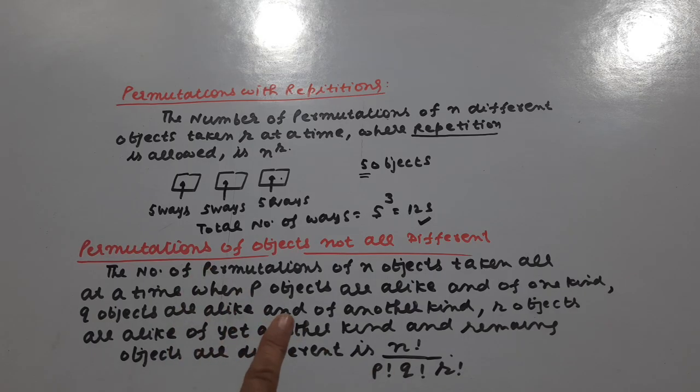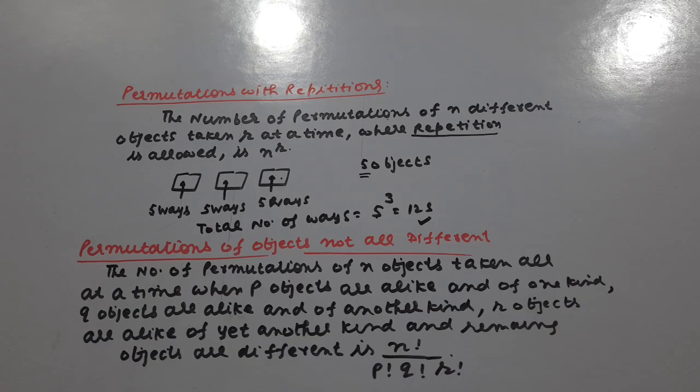The number of permutations of n different objects taken all at a time, when p objects are alike and of one kind, q objects are alike and of another kind, and r objects are alike of yet another kind, and the remaining objects are different, is given by n factorial upon p factorial into q factorial into r factorial.